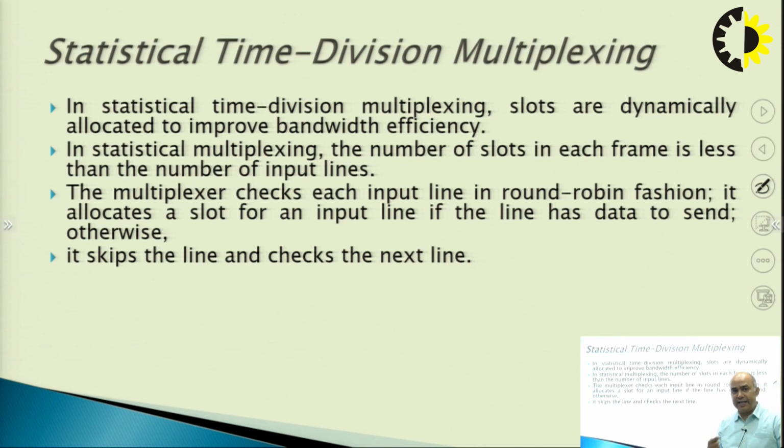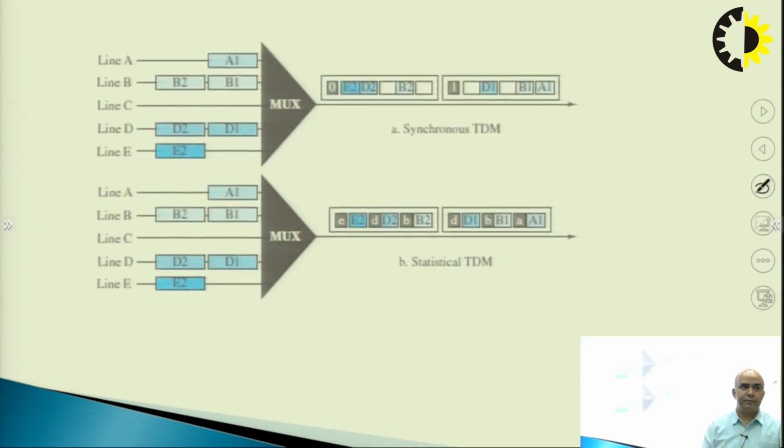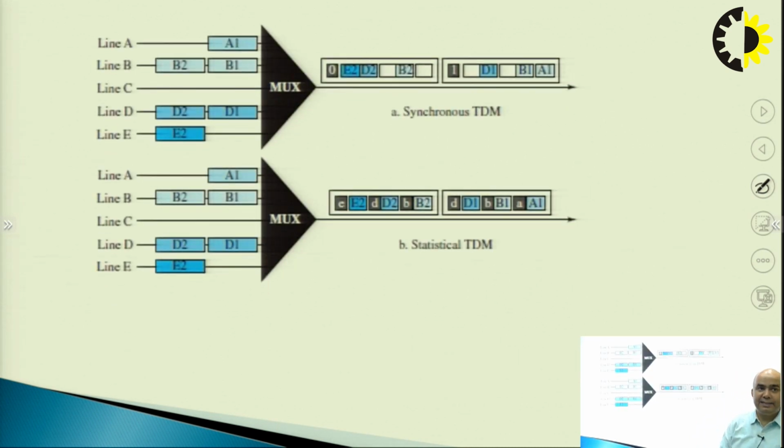If it is ready to send the data, it accepts the data, transmits it, and adds it to that frame. If it is not, then again it moves to the next line. This is the difference: this is synchronous TDM, and this is statistical TDM.